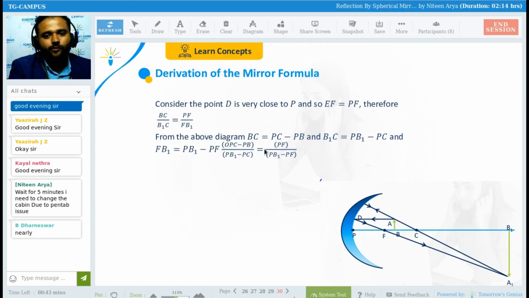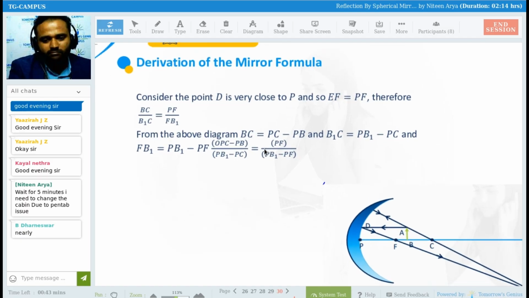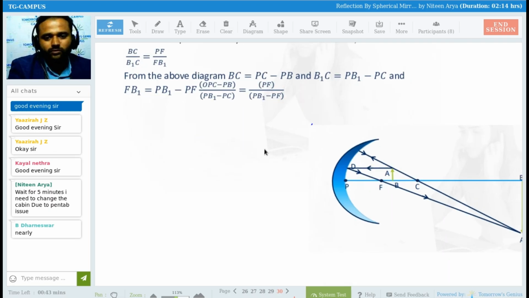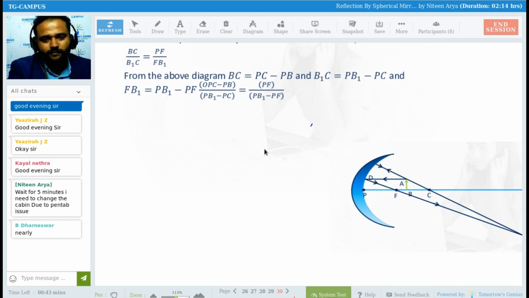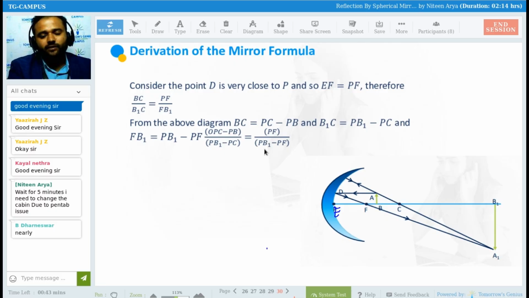Moving ahead, consider point D. Consider point D very close to P. This is point E again. I need to make this common. And this is point E. Now consider this particular point D is very close to P. So EF, or you can say this particular point P, EF equals to PF. Therefore BC divided by B1C1 equals to PF upon FB1.